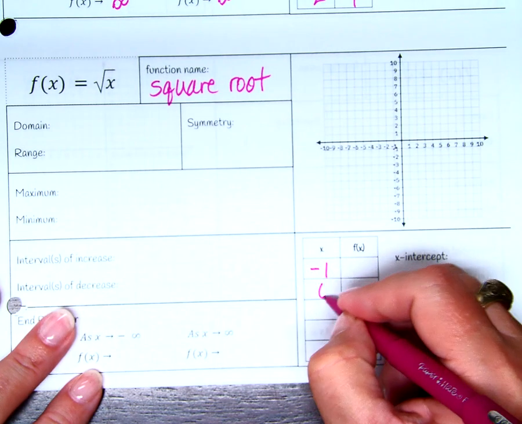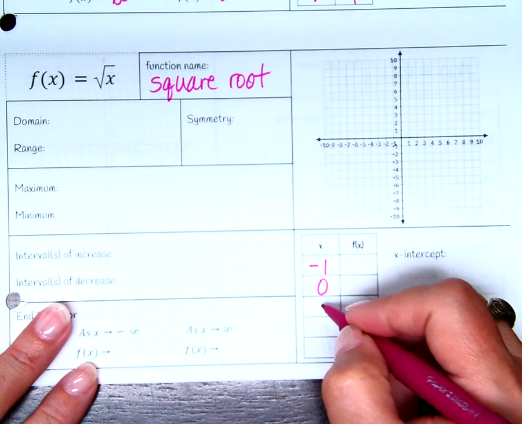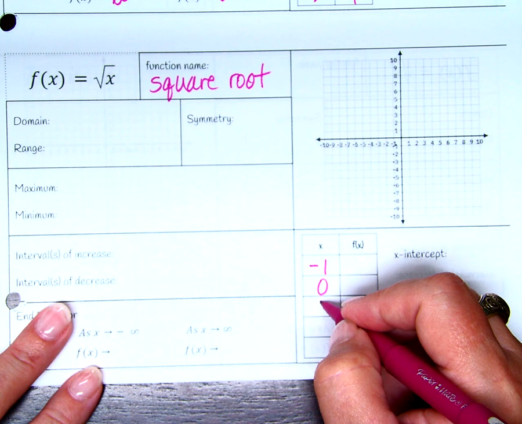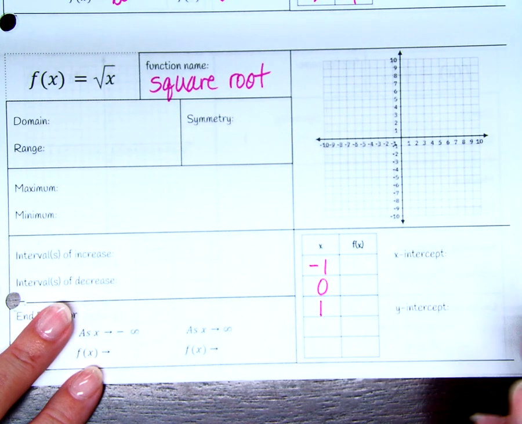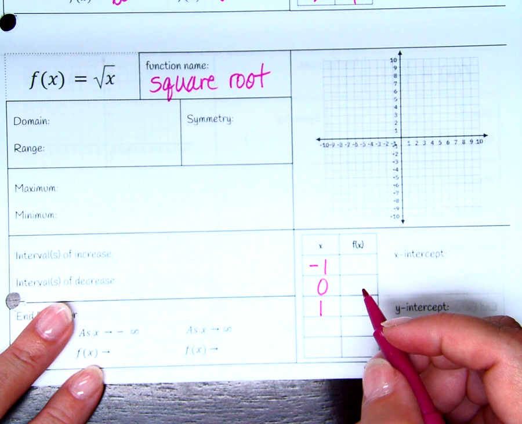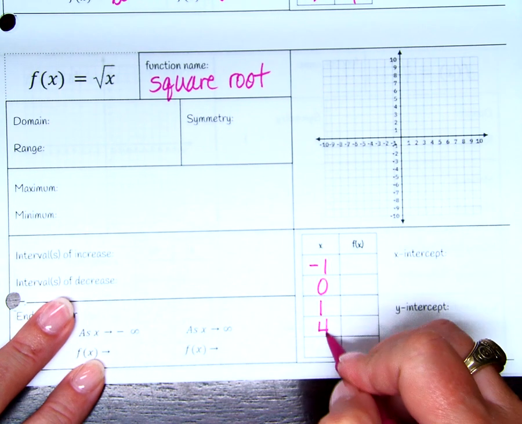So I know the square root of 0. I know the square root of 1. I know the square root of, what's the next one that I know? 4. And then what's the next one that I know?